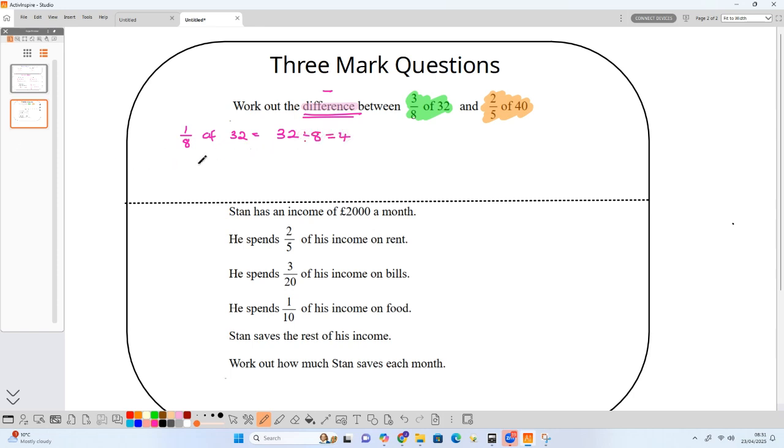So to find 3/8, find your 1/8 first. 32 divided by 8 is 4, and then times it by 3 to find what 3/8 is, which is going to be 12. And then find your 2/5 of 40. Start by finding 1/5. So we're doing 40 divided by 5. And then to find your 2/5, you're going to be doubling that answer. 40 divided by 5 is 8. And double that 8 gives me 16.